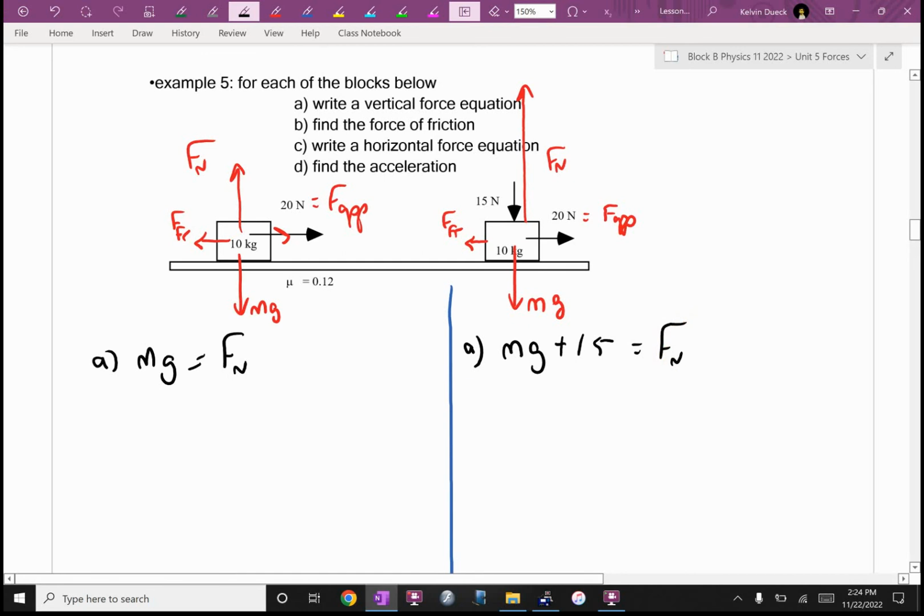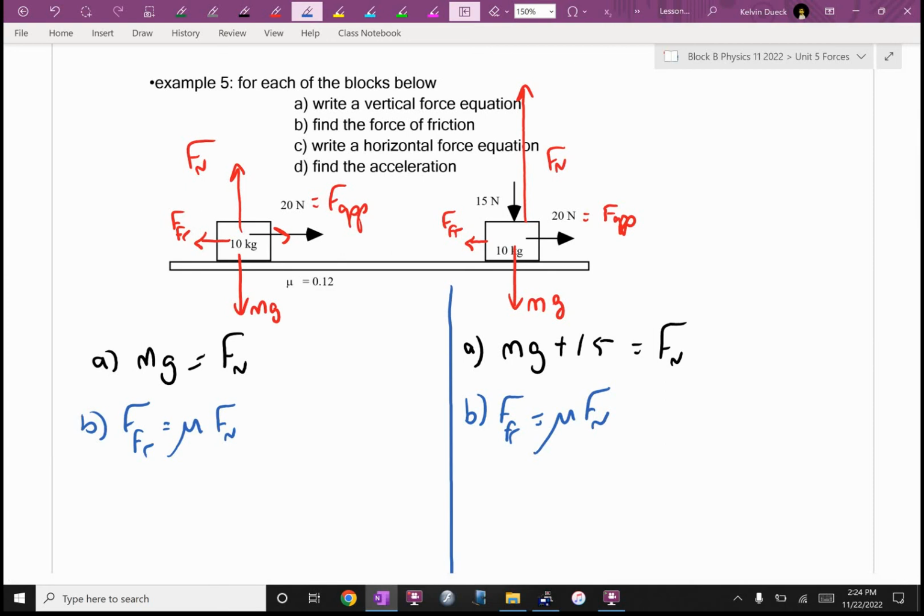Got it right? Okay. Daniela, what's B want me to find? Well, friction is going to be mu times the normal force for both of these. Right? Right. Do I know mu? I don't know the normal. Wait a minute. Yes, I do. What's the normal force the same size as? So I can go mu mg.